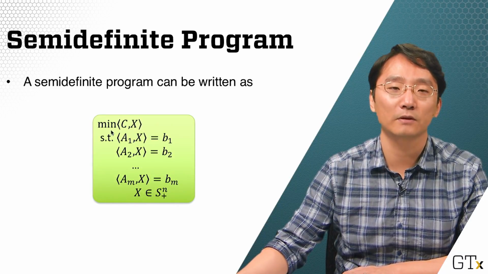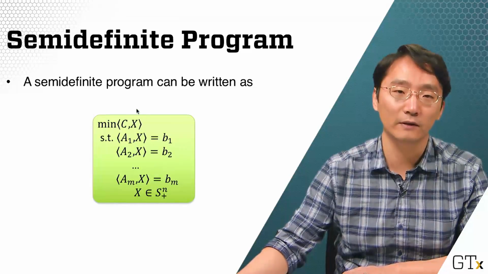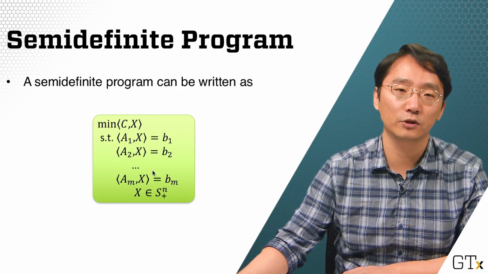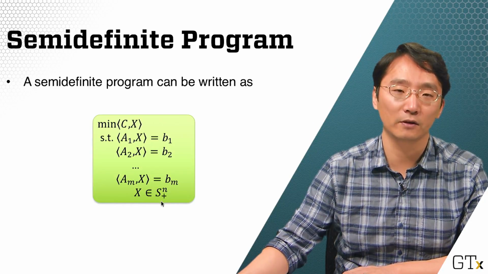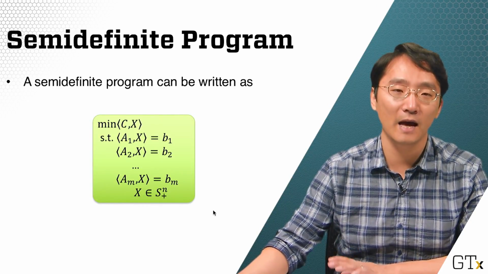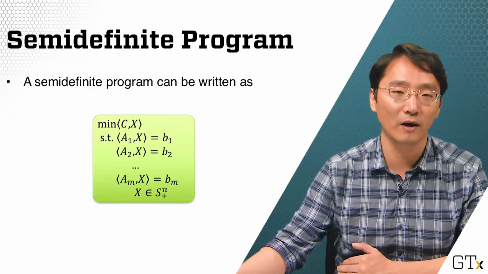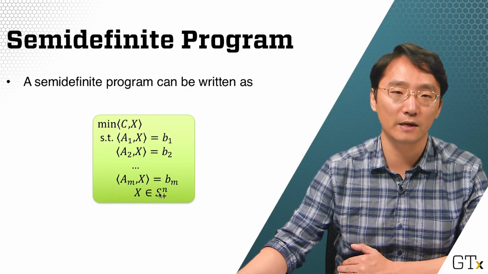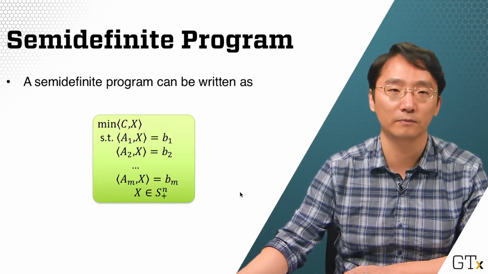And this gives us a way to define a semi-definite program, or SDP. So an SDP is a minimization problem of a linear objective subject to linear equality constraints, and then the variable being in the positive semi-definite cone. So this is the SDP. It has exactly the same characteristics as linear conic programming. The only thing changed is the cone is replaced by the positive semi-definite cone.